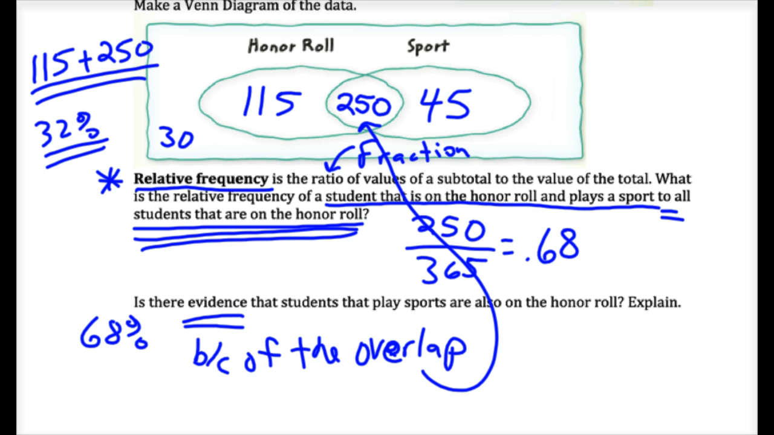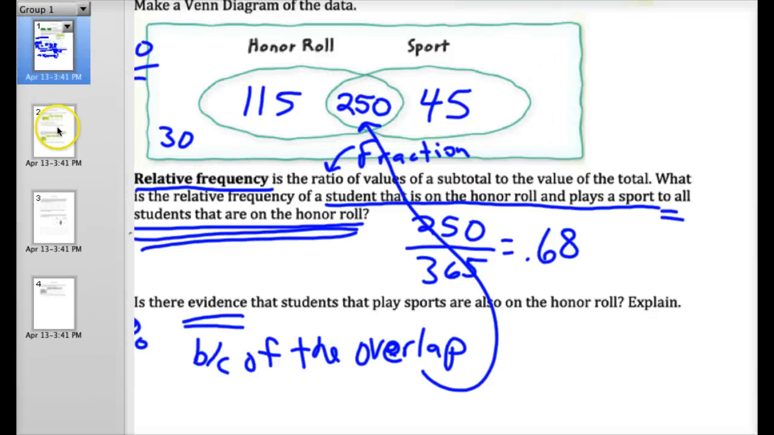We know that 250 kids do both, so that's the evidence that they play sports and are on the honor roll. What's the percentage of sports that are on the honor roll? I think it's that one, 68%. Yes. I'm just agreeing with you because I'm telling you that's the answer. You want the percentage of kids that play sports that are on the honor roll? That's 68%, I think. Yes. Of course.